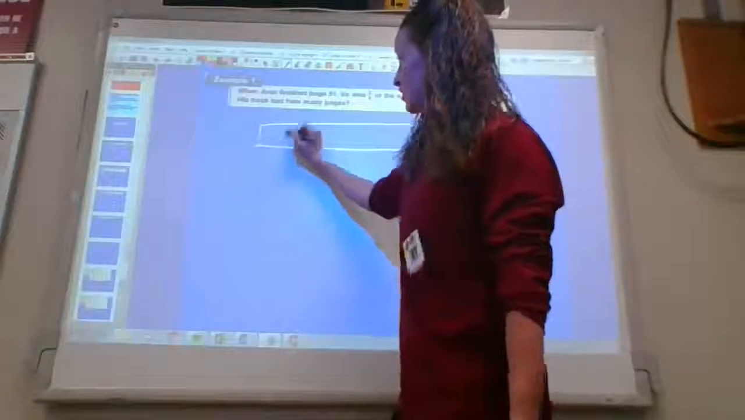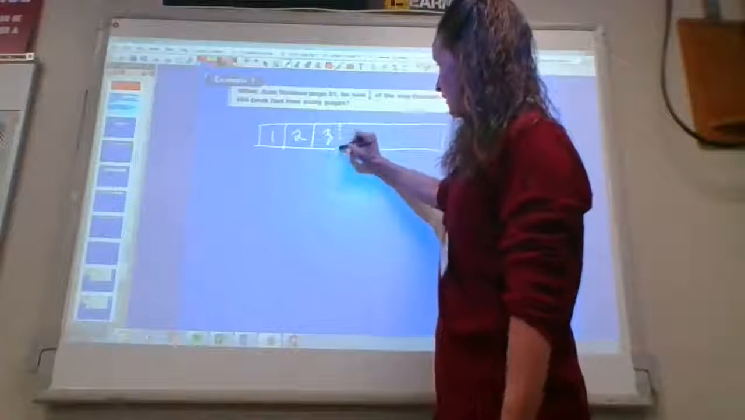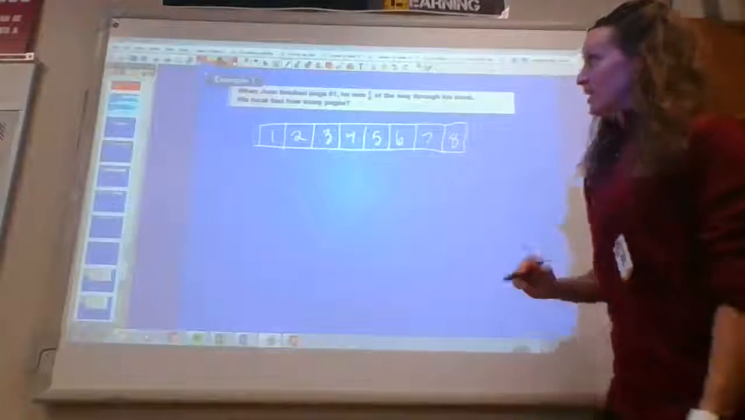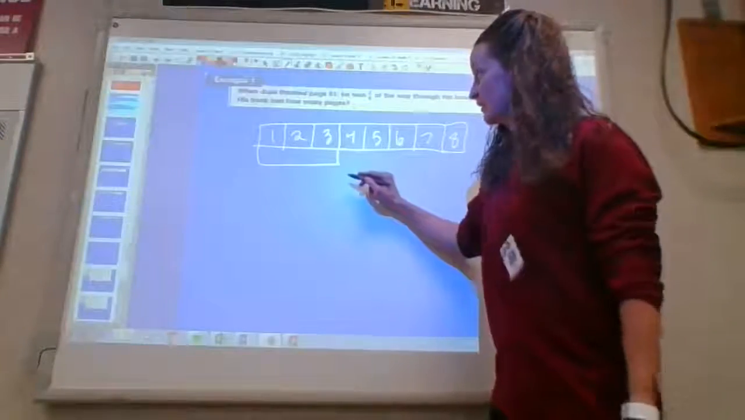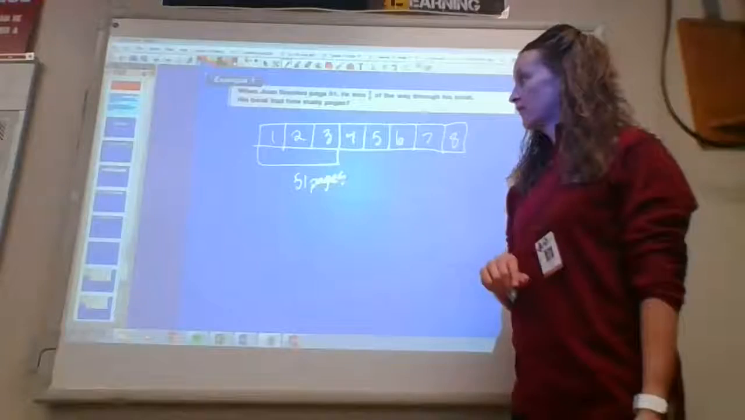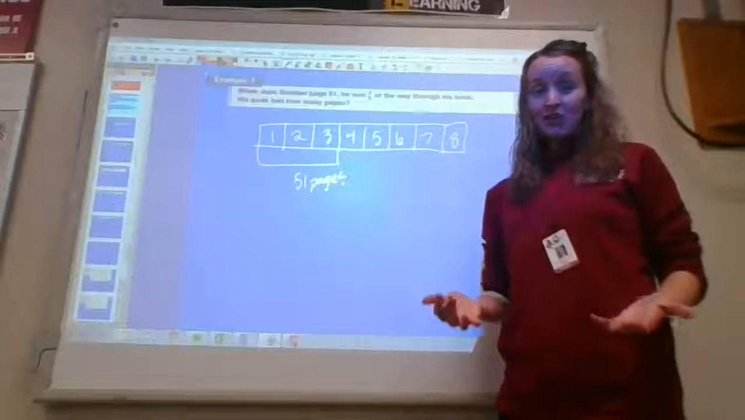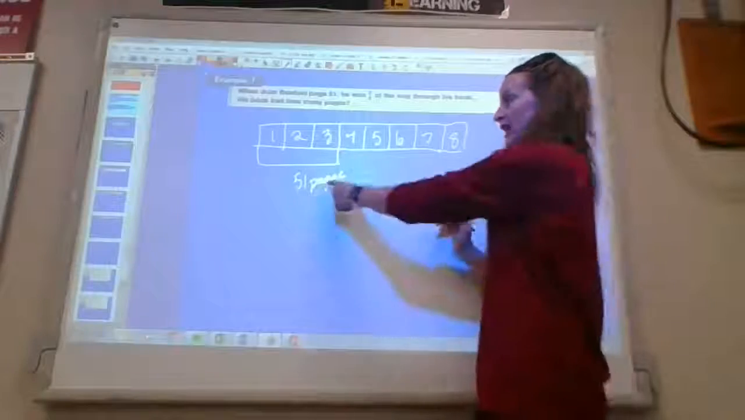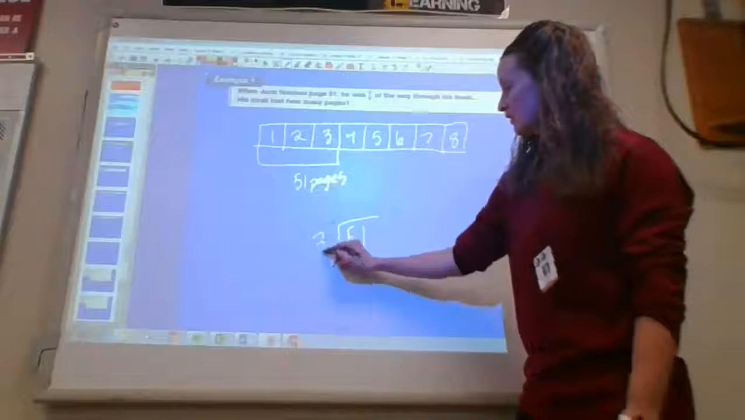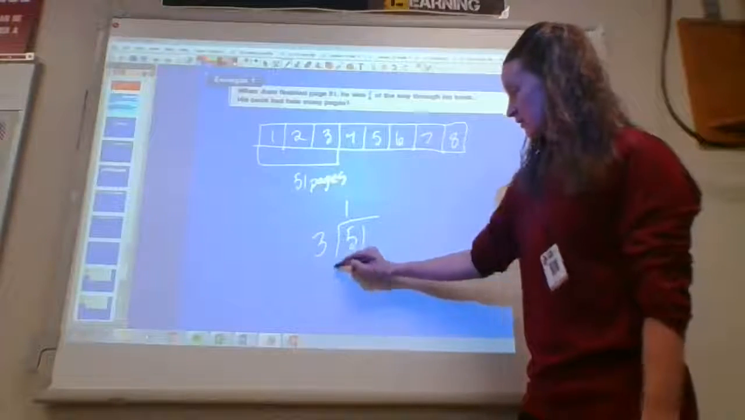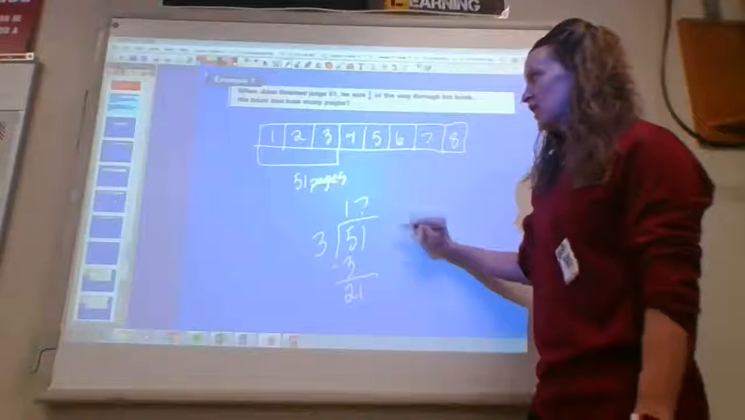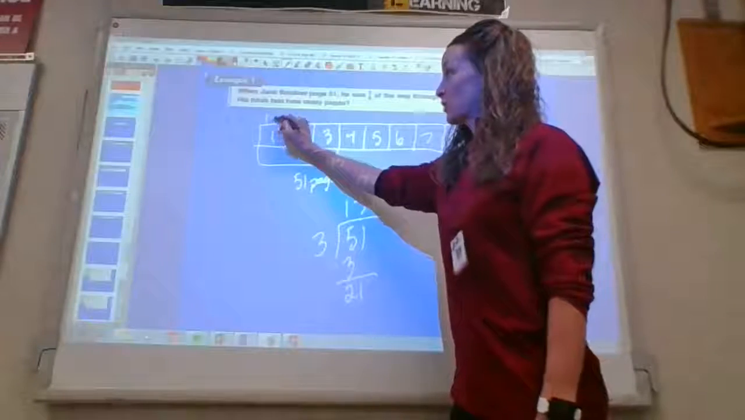So just create a table: 1, 2, 3, 4, 5, 6, 7, and then we add the 8. It says he was 3/8 done. That represented 51 pages. Now, to figure out how many are in every single box, it's just a simple division problem. You take 51 and divide it by 3, and you get 17. So this first group would be 17 pages.